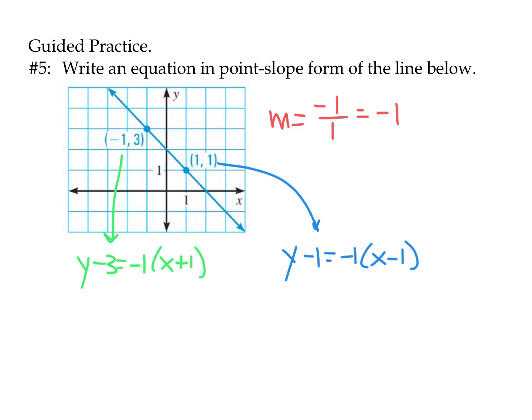So no matter which point you use, this point slope form, they're both equations for this same line. You need any point on the line. That's one of the benefits. Any point on the line, you can write point slope form.